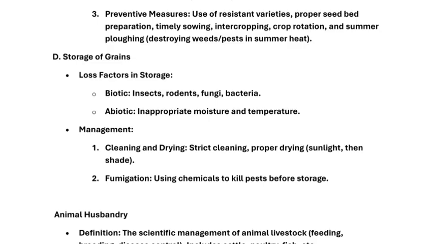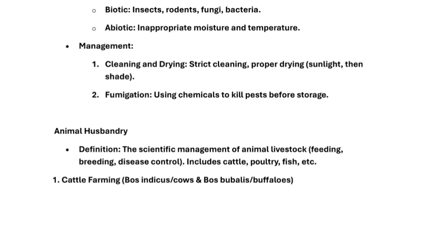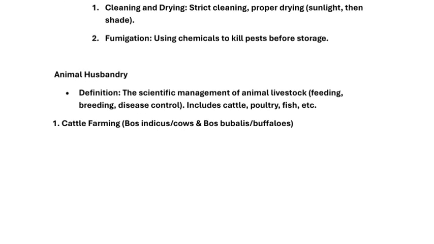D. Storage of grains. Loss factors in storage: abiotic factors, insects, rodents, fungi, and bacteria. Abiotic factors are inappropriate moisture and temperature. Management: 1. Cleaning and drying: strict cleaning and proper drying, in sunlight and then shade. 2. Fumigation: using chemicals to kill pests before storage.